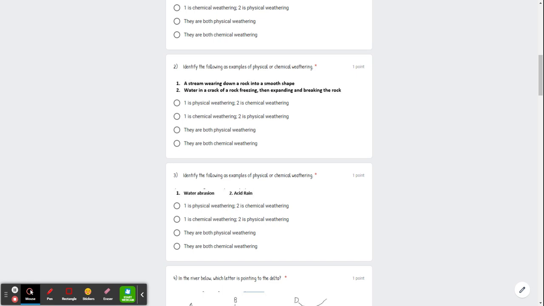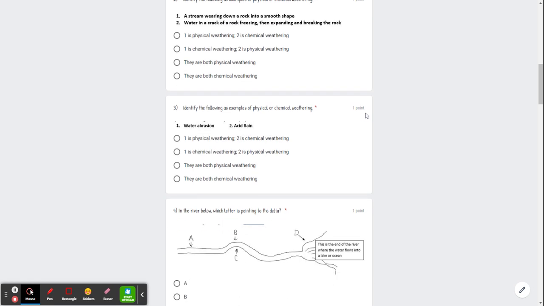Option 2, 1, a stream wearing down a rock is chemical weathering. 2, water in a crack freezing is physical weathering. Option 3, they're both physical weathering, or option 4, they're both chemical weathering.